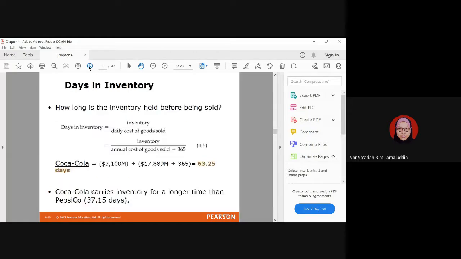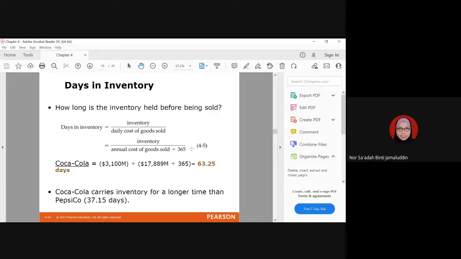Alright. This is the days in inventory. How long is the inventory held before being sold? Berapa tempoh masa inventory itu duduk di kita punya firma sebelum dia mampu dijual? Days in inventory. So for Coca-Cola, you will use the formula stated in this slide or refer to your books. The formula is inventory divided by daily cost of goods sold.